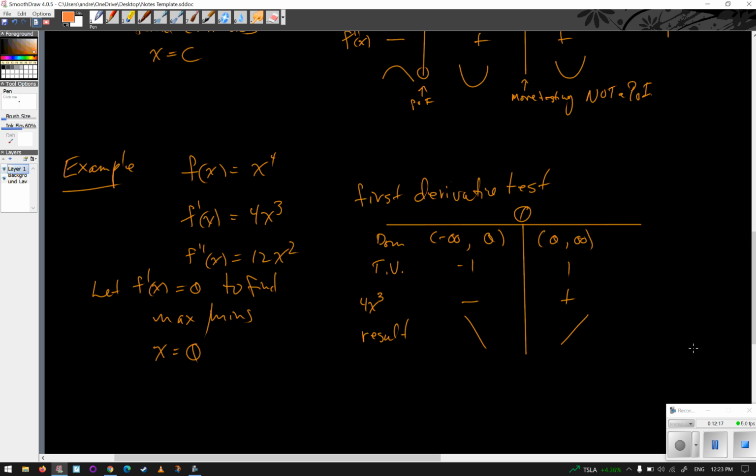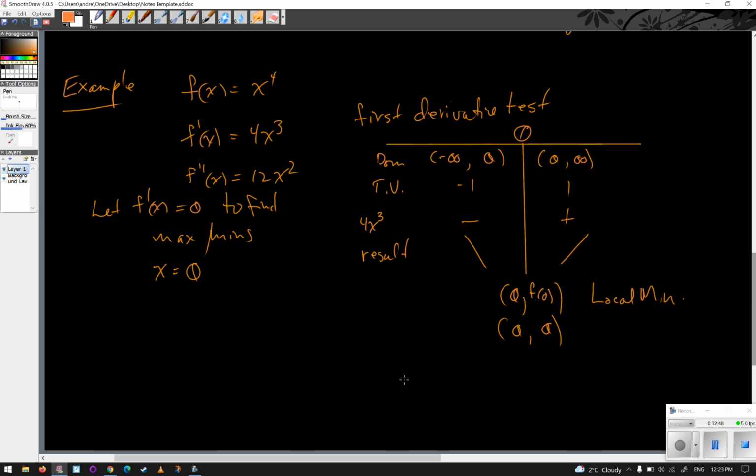So what that tells us is that the point 0, comma, and you're going to put the 0 back into the original function. So I could say f at 0, which really is just going to be 0, 0. Because it's decreasing into increasing, we can know that it is a local min, right? So we have a local min at that spot.